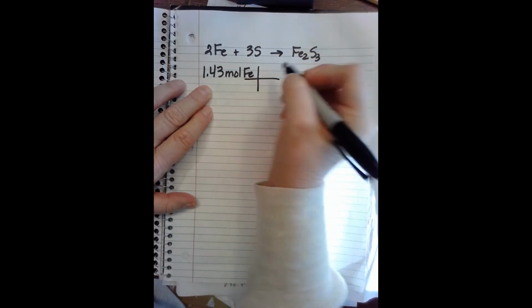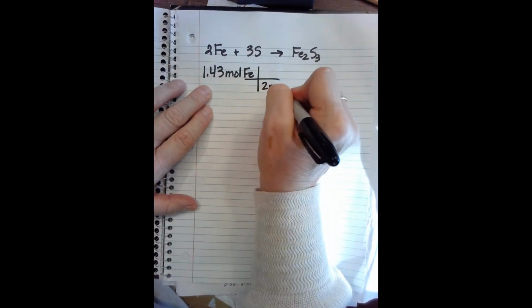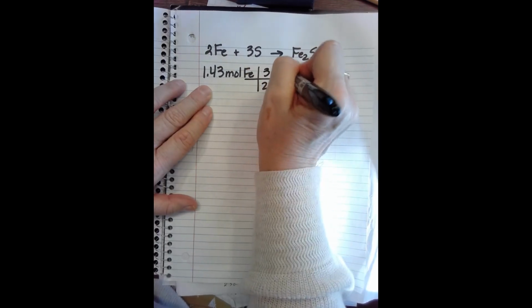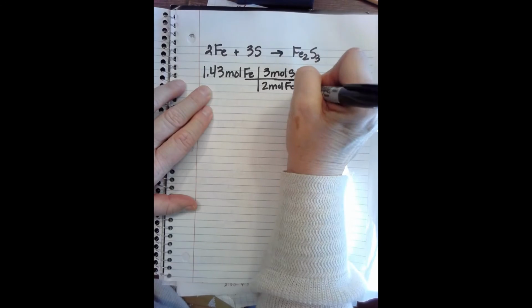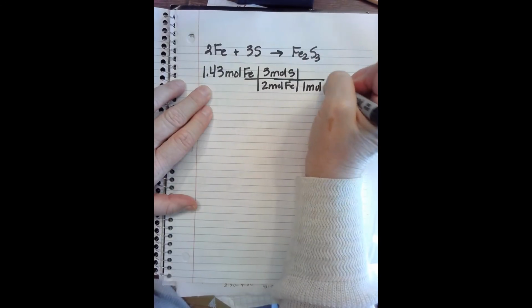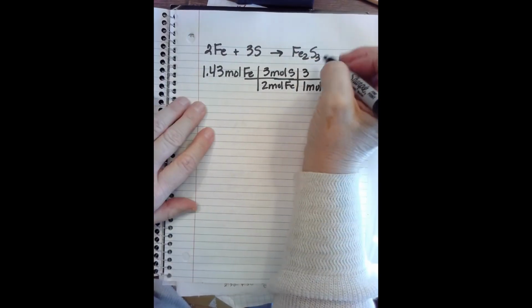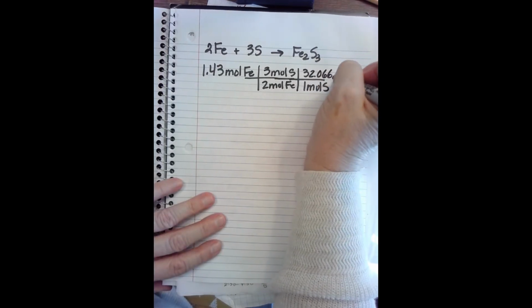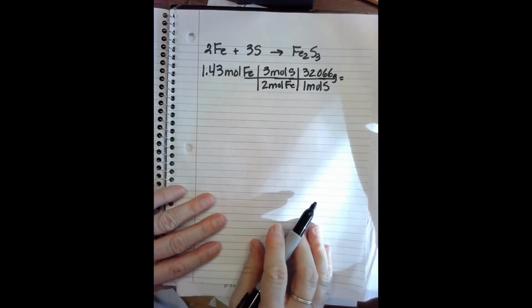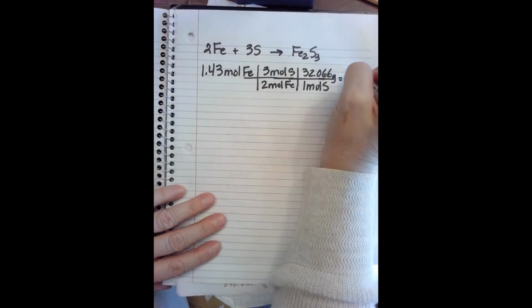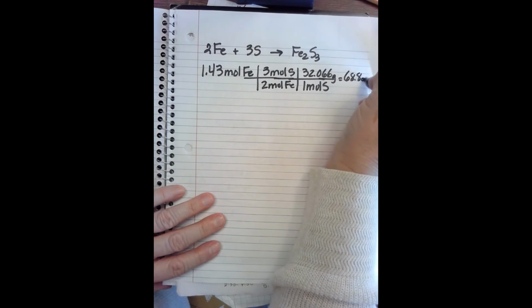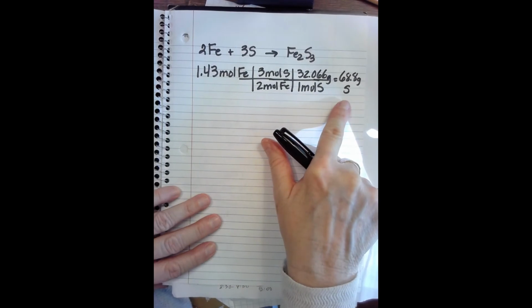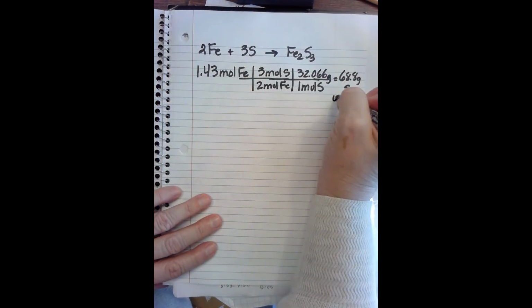So the balanced equation says this is 2 moles of Fe to 3 moles of sulfur. And then the molar mass of sulfur is 32.066 grams. All right? So this first number I'm going to get here, which is 68.8 grams of sulfur, is not the answer to the question. That's how much was used.